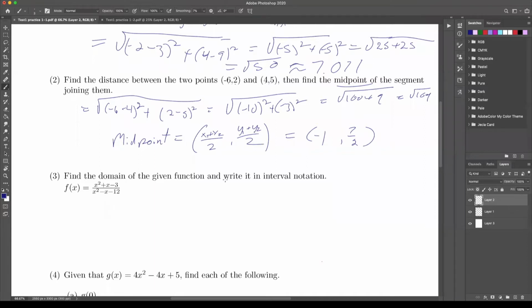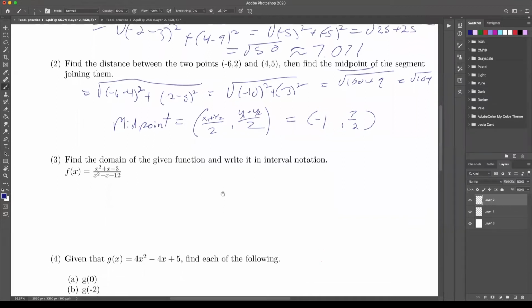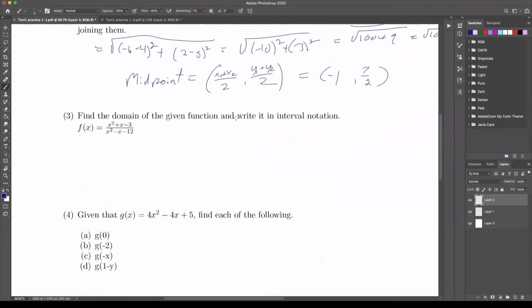All right, so let's go to our next one here. Find the domain of the given function and write it in interval notation. So here we want to find the domain of this function. So what's the problem here? The problem here is that this better not equal 0, right? I can't divide by 0. So I need x squared minus x minus 12 not equal to 0.